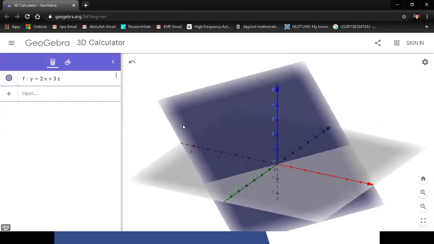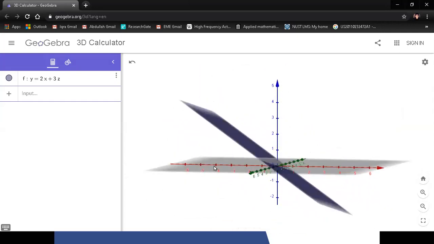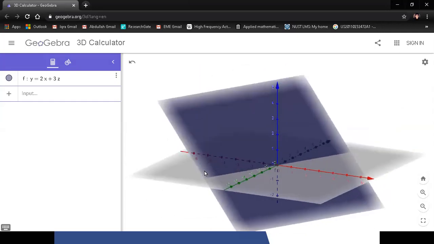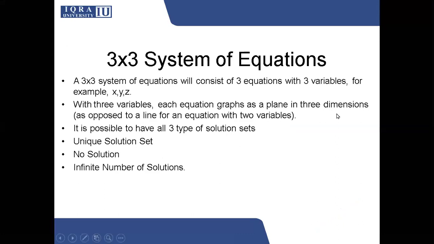This surface is a plane. This is not a line, it's a plane, right? You can see it's actually a surface. So that is the difference: an equation with 2 variables draws as a line, and an equation with 3 variables draws as a plane. An example of a plane is the walls of your room, the roof of your room. That is a plane, right? So that's what it means when I talk about planes.